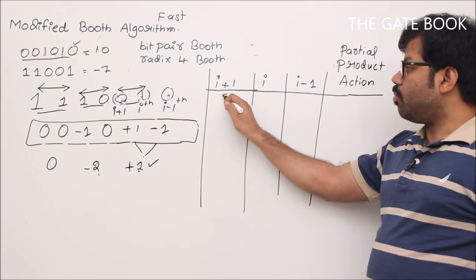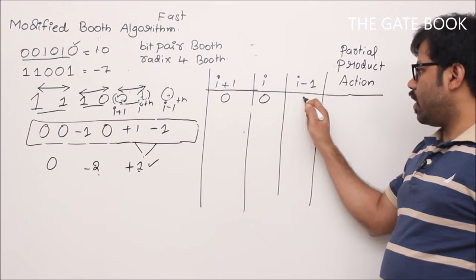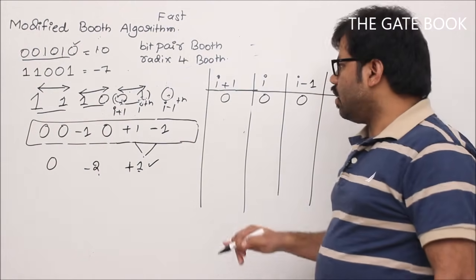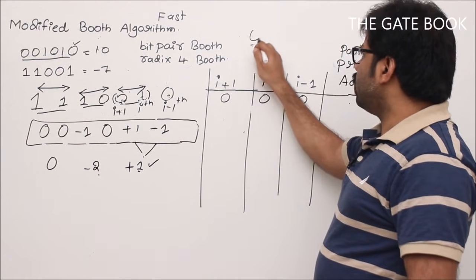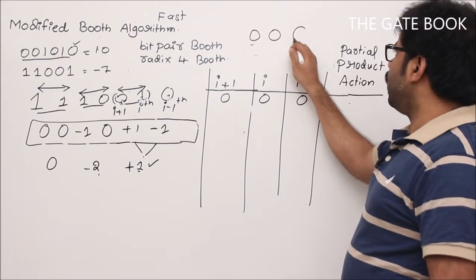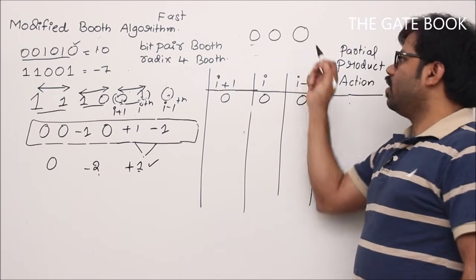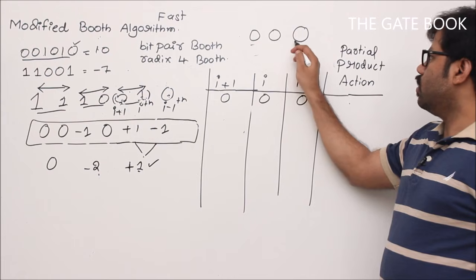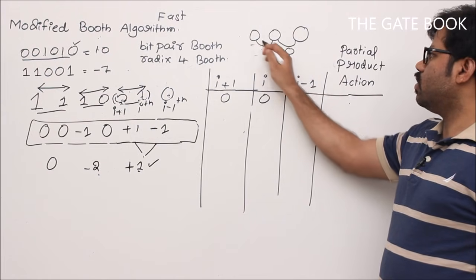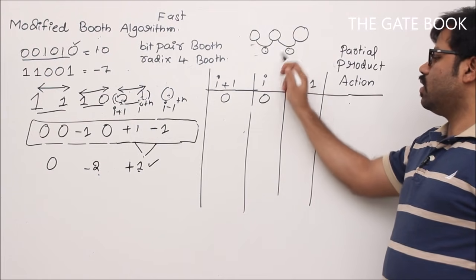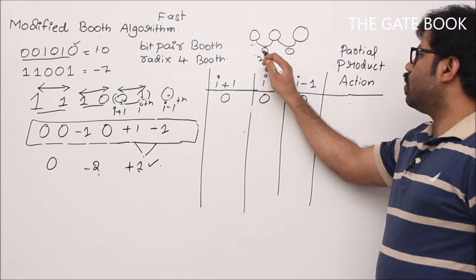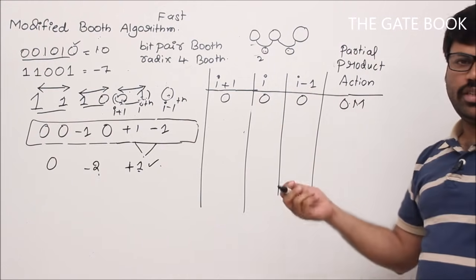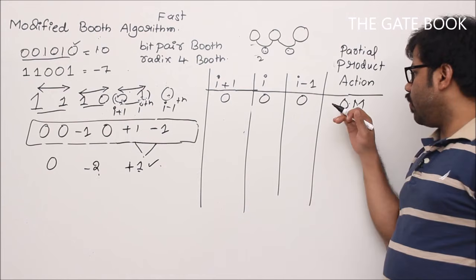So first, if I plus 1 is 0, I is 0, I minus 1 is 0, then what will be the action? The bits are 0, 0, and the reference bit is 0, that means the I minus 1 bit. First of all, we will see this code: 0, 0, very simple, 0, 0, 0. Now convert this 0, 0 to code: 2 into 0 plus 0, 0. That's why the action is 0 into m. That's it. At that time we will be multiplying with 0.